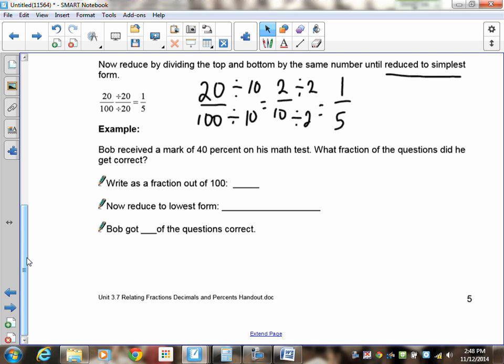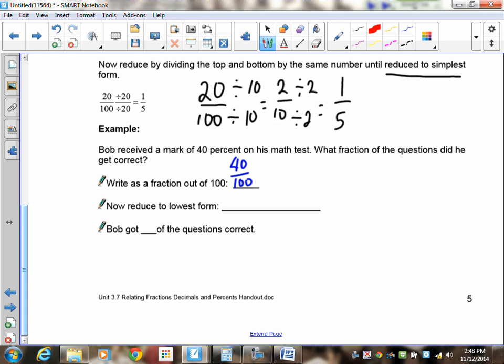Bob received a mark of 40% on his math test. What fraction of the questions did he get correct? So, write this as a fraction out of 100. So, that's 40 over 100. Now, reduce it to its lowest form. I'll let you pause the recording, reduce this, and then we'll see if you're correct.